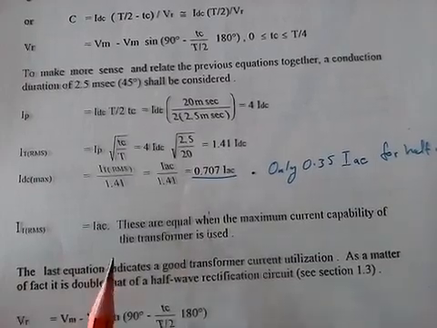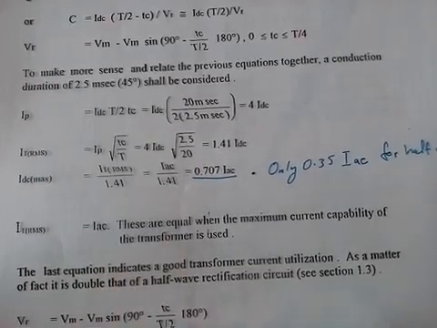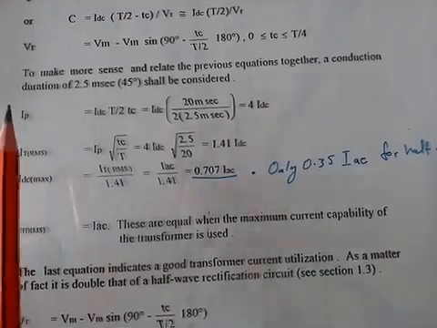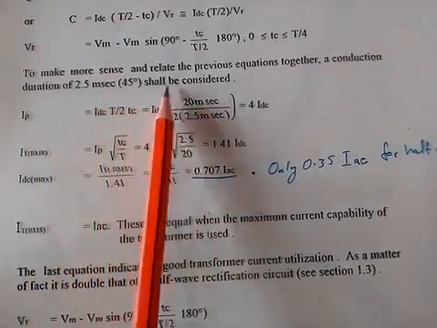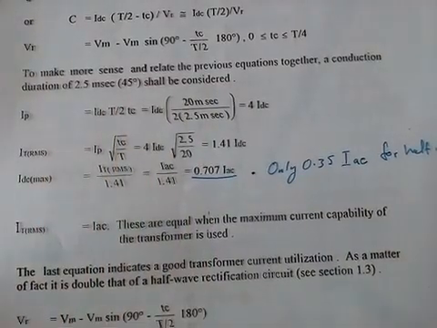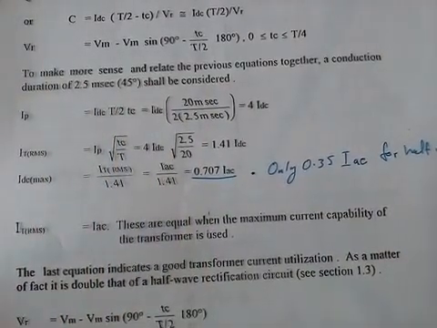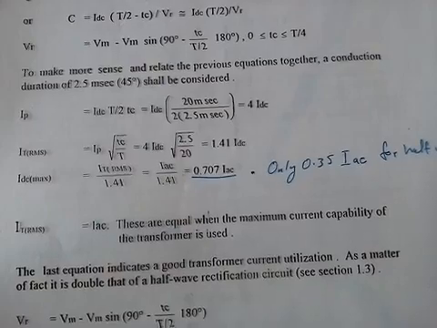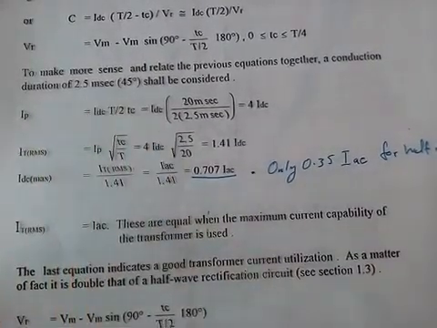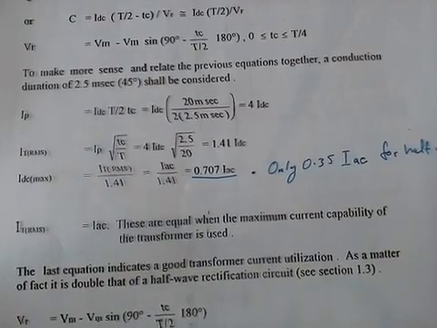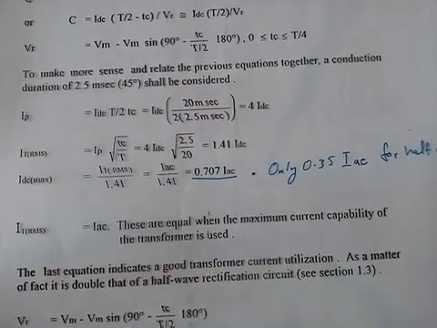Now, to make more sense and relate the previous equations together, a conduction duration of 2.5 milliseconds, that's 45 degrees, shall be considered. So throughout the lectures, for all the types of configurations of linear power supplies, that 2.5 milliseconds will always be considered as a conduction time, as a conduction duration.